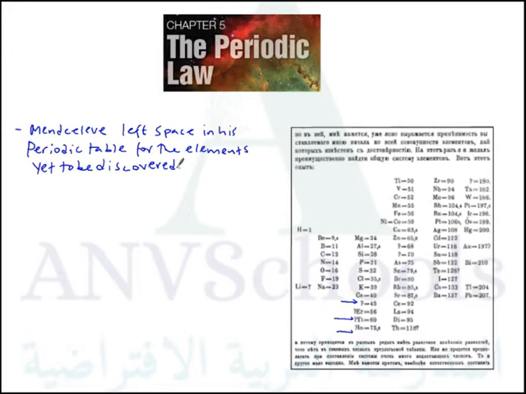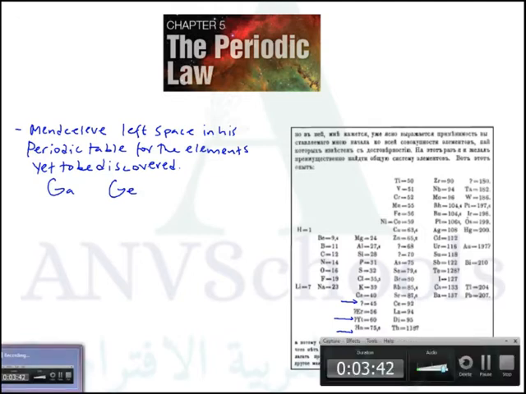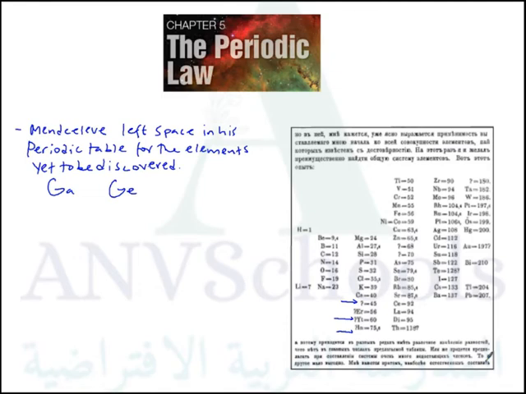So these are gallium, germanium, and the third element in the periodic table, and the other one is scandium. These are the three elements found. So he left three spaces for the elements yet to be discovered. The three elements are here: gallium, germanium, and scandium. We will see, in the modern periodic table, how they are placed. So this is one of the achievements.